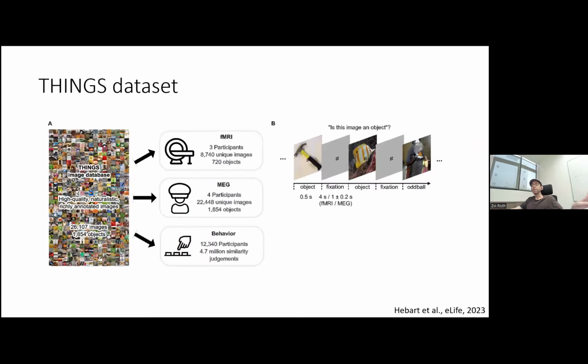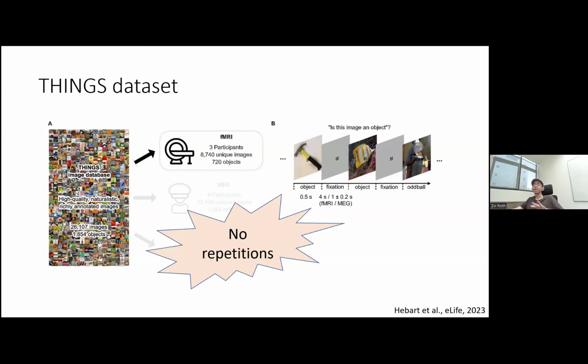Our second approach is to leave the NSD data and analyze an entirely different data set. The THINGS data set is a multimodal data set that includes fMRI, MEG, and behavioral data sets. So we analyzed the fMRI data set using the exact same approach we used for the NSD data set. And what's really great about this data set for our study is that it doesn't have any repetitions. Or more accurately, most of the images have no repetitions, and those are the ones we're analyzing. So we ran the same analysis, fitting the model to each voxel in V1 and cross-validating across sessions.